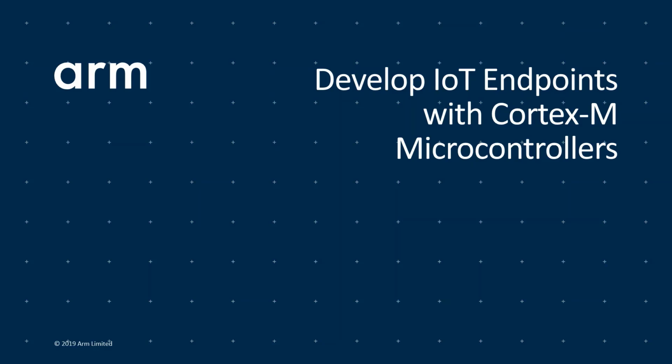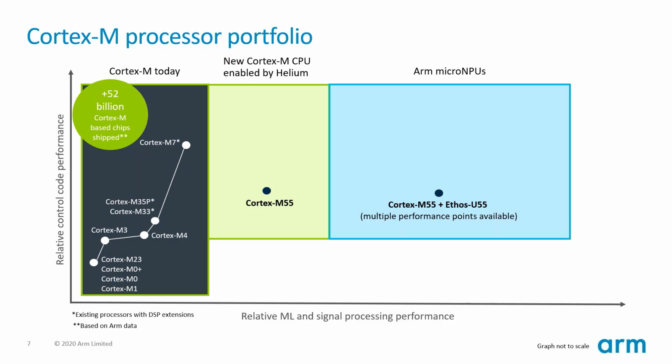So now the section develop endpoints with Cortex-M microcontroller starts. As I said before, this slide shows the Cortex-M processor portfolio that we have today. Arm has been very successful with the microcontroller portfolio. We have shipped 52 billion microcontrollers to date. And the range starts with the Cortex-M0, M0 Plus, M23 up till Cortex-M3, M4, M7. We have introduced a while ago the Cortex-M33, which has also security on board.